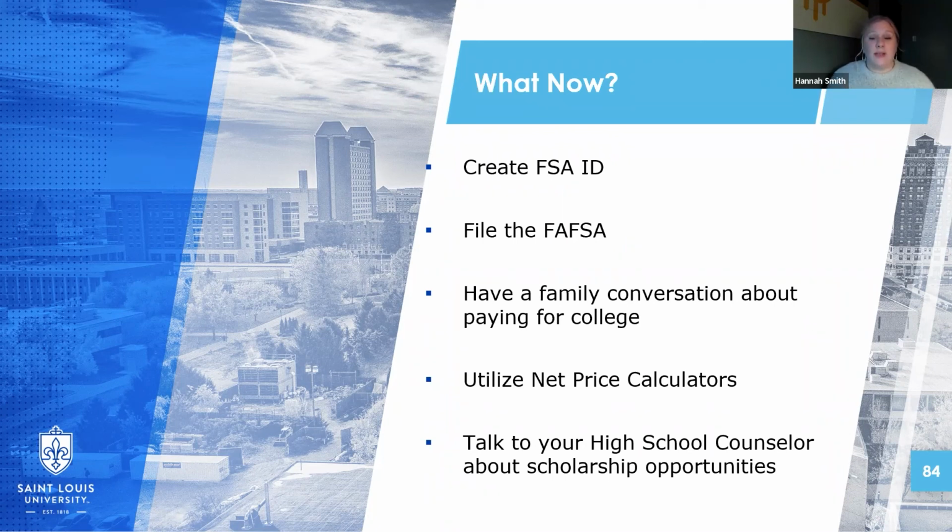Every school is going to have a net price calculator out on their website that will give you an estimate of what aid you might be eligible for at that institution based on some quick academic factors and quick income and asset factors. So definitely be using those net price calculators to get an idea of what your aid might look like at those different colleges that you're considering.